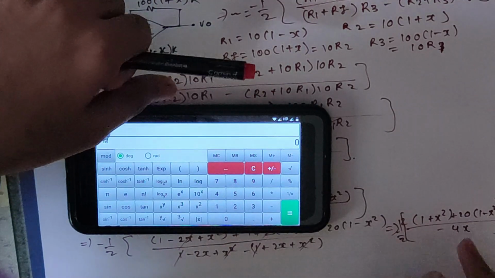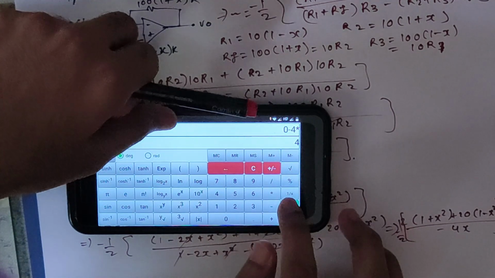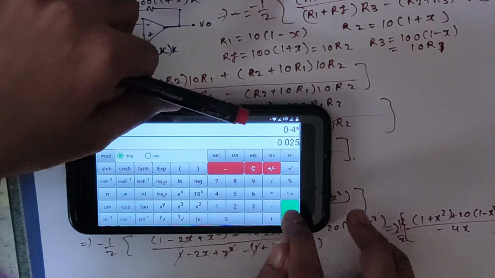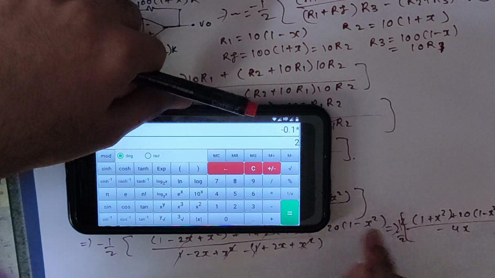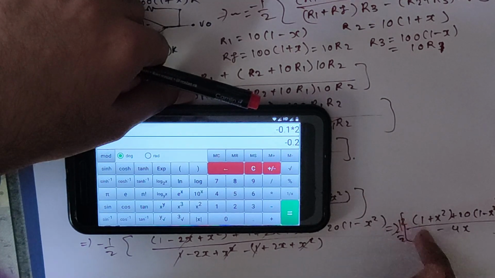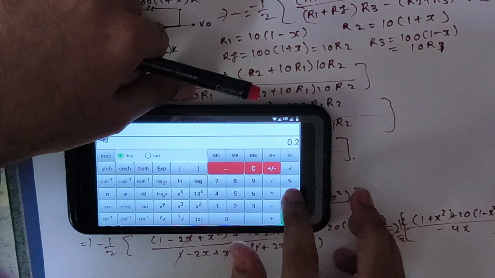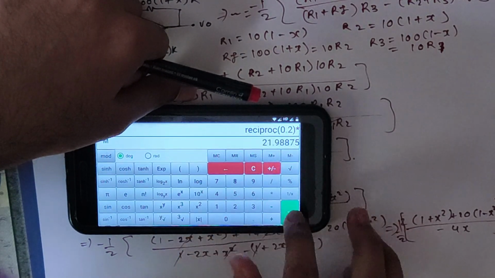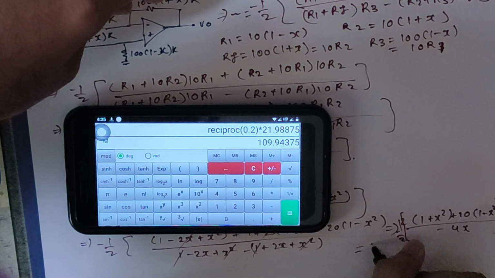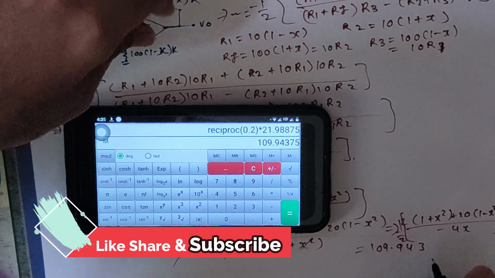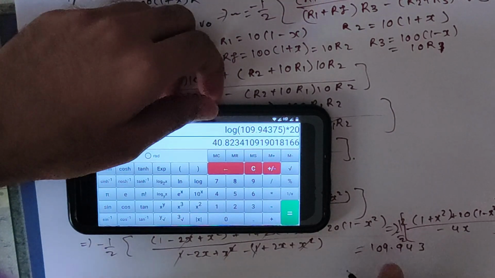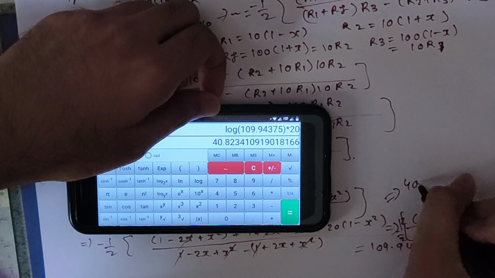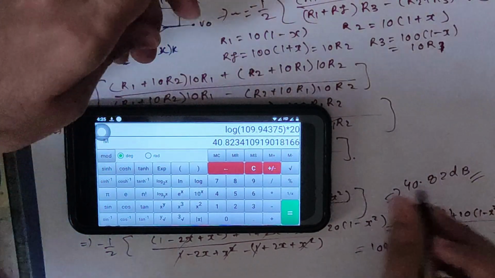Let me save it. Okay, now at the denominator we will get minus 4 into 0.025. Okay, this is what our denominator is, into 2, this 2, right, and minus also. So we will just change the plus sign, and I will take this thing into denominator, multiply by this numerator. So we get our answer as 109.943. Okay, now if we take log, we will get into 20. So we will get in dB 40.82 dB. So this is what our CMRR answer.